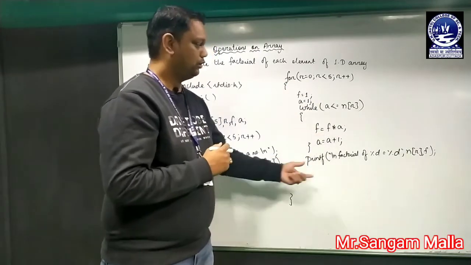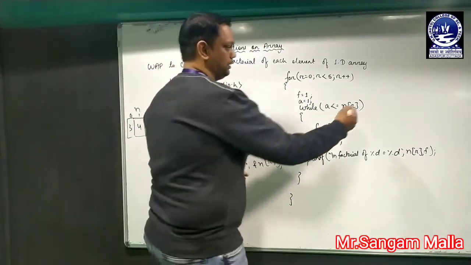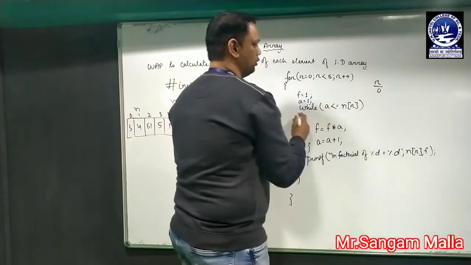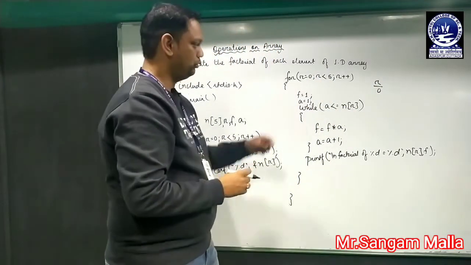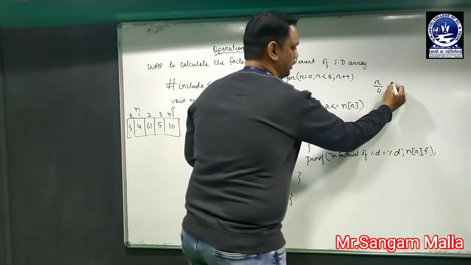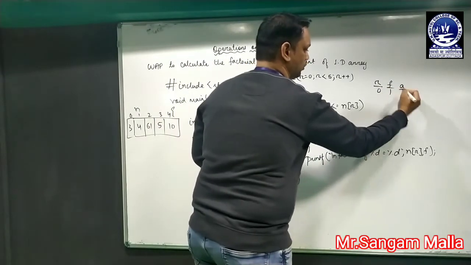Now we will take the rough work of it. So let's take an example. Let's say r equal to 0. So r is less than 5. Yes, true. It will enter over here. Now f equal to 1 and a is equal to 1.